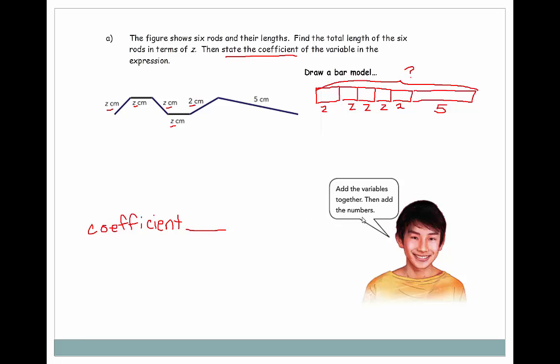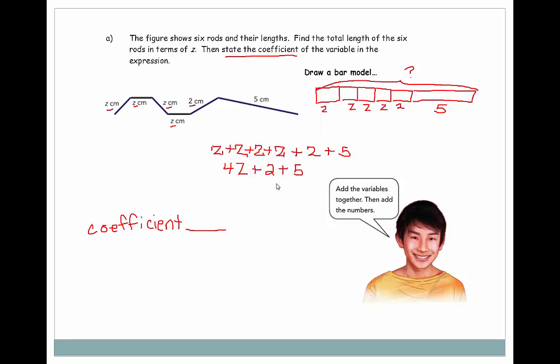Our friend here says add the variables together, then add the numbers. So let's add our variables. 1, 2, 3, 4. So we do z plus z plus z plus z plus 2 plus 5. These are z's, so I'll put little lines so we'll know. Maybe they should have called them x, or maybe they should have called them a's. All right, let's simplify this. First, we have to add the variables up. 1, 2, 3, 4. 4 z's plus 2 plus 5.